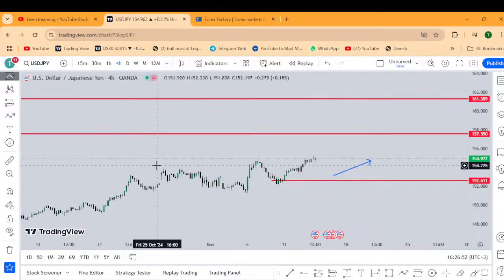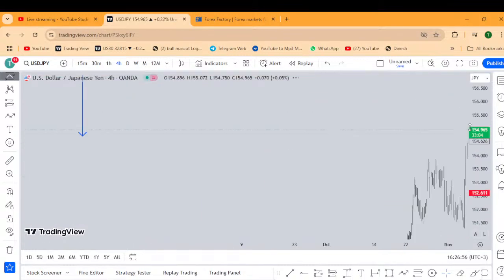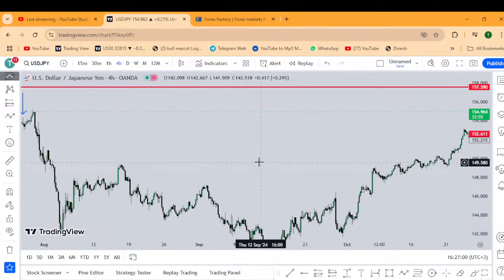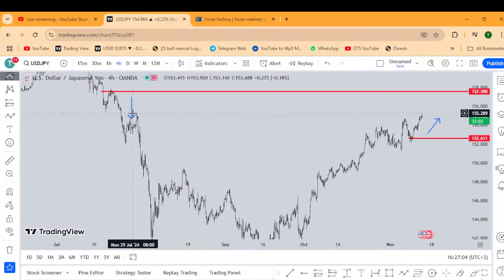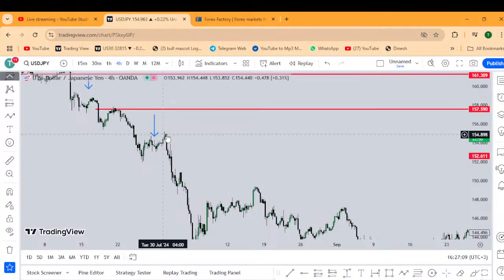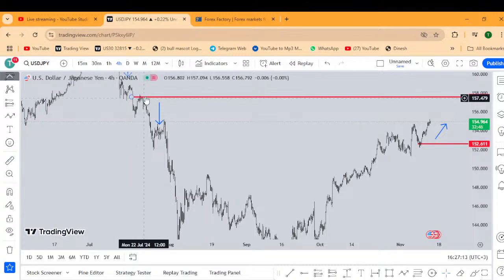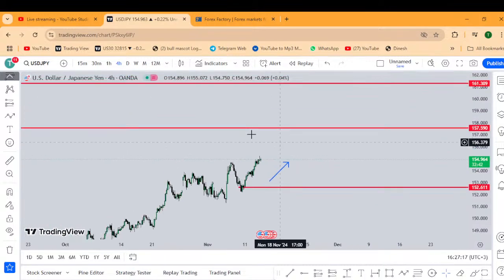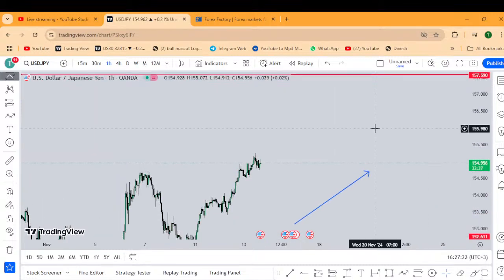Then we go into our 4-hour time frame. This is how the 4-hour time frame looks. You see that we had a breakthrough here on the USD JPY, meaning we are targeting this zone here. It is self-explanatory. We have 3 minutes, so let me use these 3 minutes to go on our 1 hour.